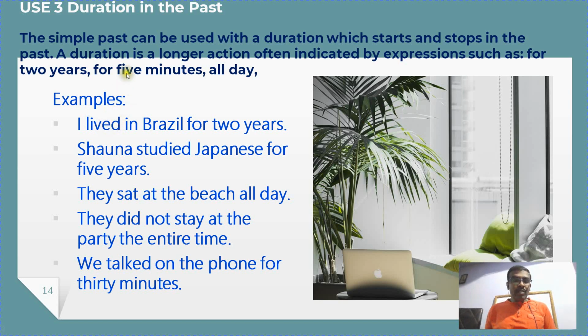Okay, so I lived in Brazil for 2 years. So they lived in Brazil for 2 years. Continuation in the past, but it is completed. Okay. Shauna studied Japanese for 5 years. She learned Japanese for a period of 5 years. In the past, it was completed. This action is completed in the past.